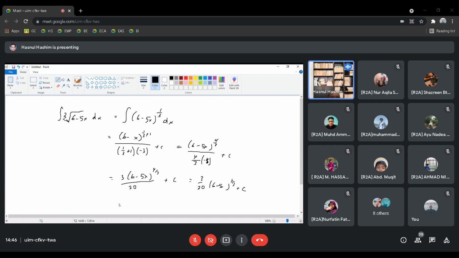So kita lihat jawapan yang diberi. Okay, negatif. Ini pun negatif. Sebabnya, oh iya, kerana kita bagi yang ni negatif, so ini ada negatif. So ini kena ada negatif. Kena ni negatif 5, so negatif 20.